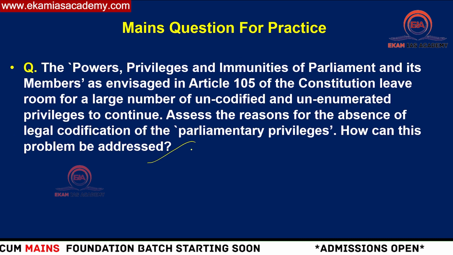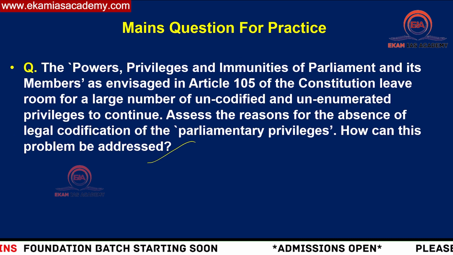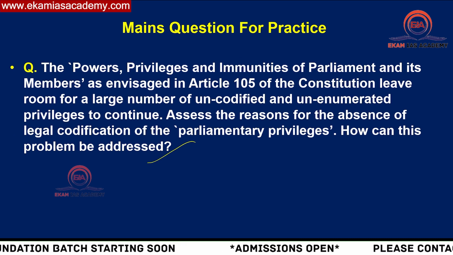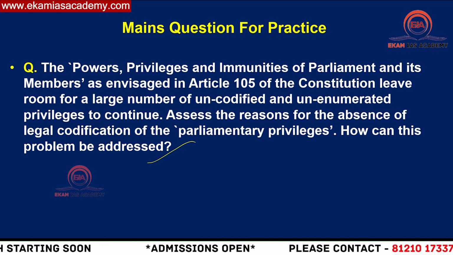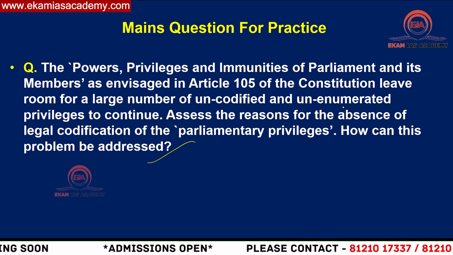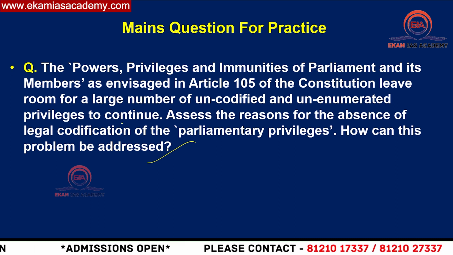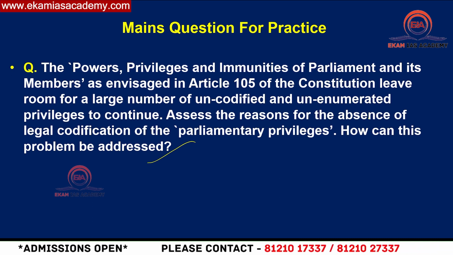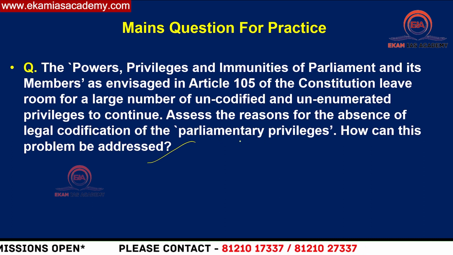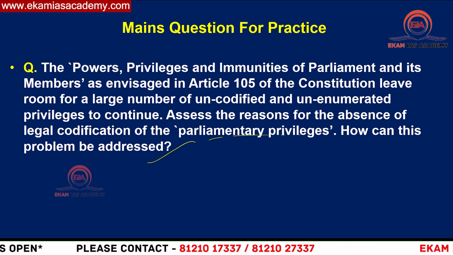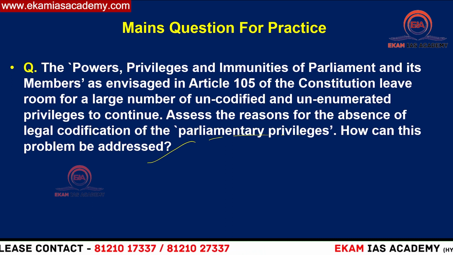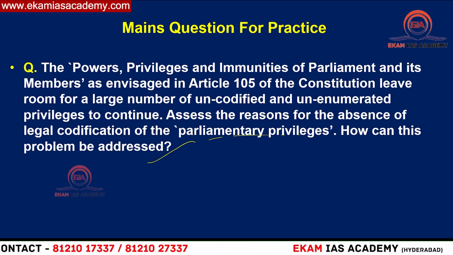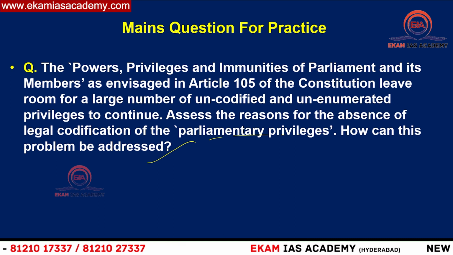Then the mains question: powers, privileges and immunities of Parliament and its members, as envisaged in Article 105 of the Constitution, leave room for a large number of uncodified and unenumerated privileges to continue. Assess the reasons for the absence of legal codification of parliamentary privilege and how this problem can be addressed. This is the mains question given for practice. Try to answer this question and let me know in the comment section.